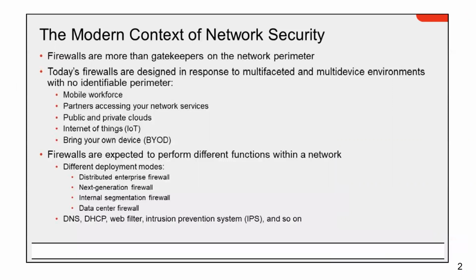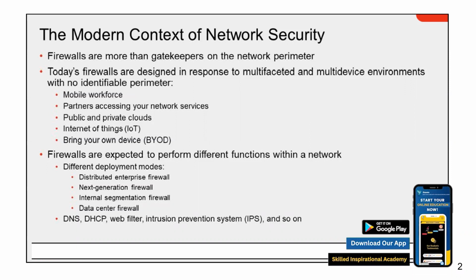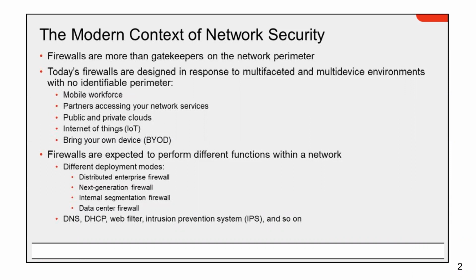So the first thing is the modern context of network security. There was a time when, whenever we wanted to talk about network security, it was all about the edge, a firewall installed at the edge, and all the security features were implemented over there. If we wanted to make any changes, that had to be done at the edge level. Let's say for example this is your LAN.